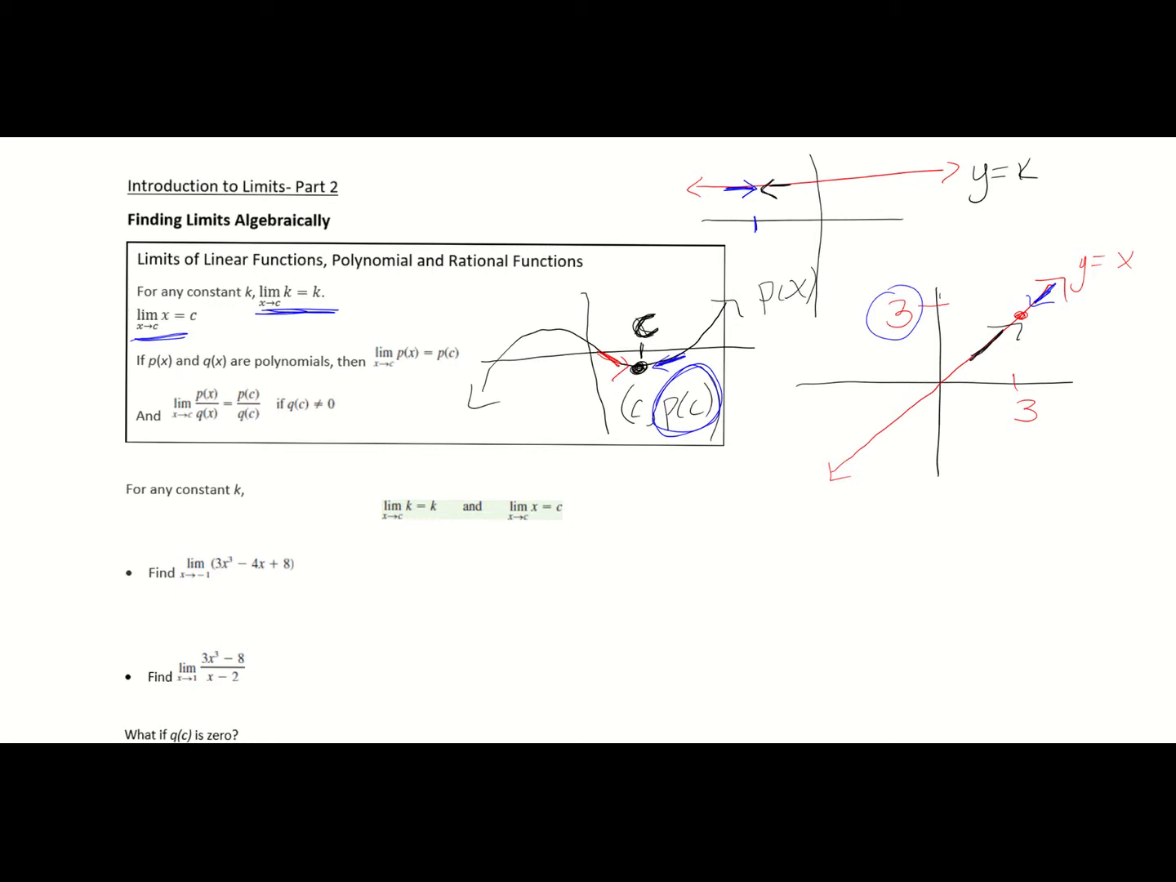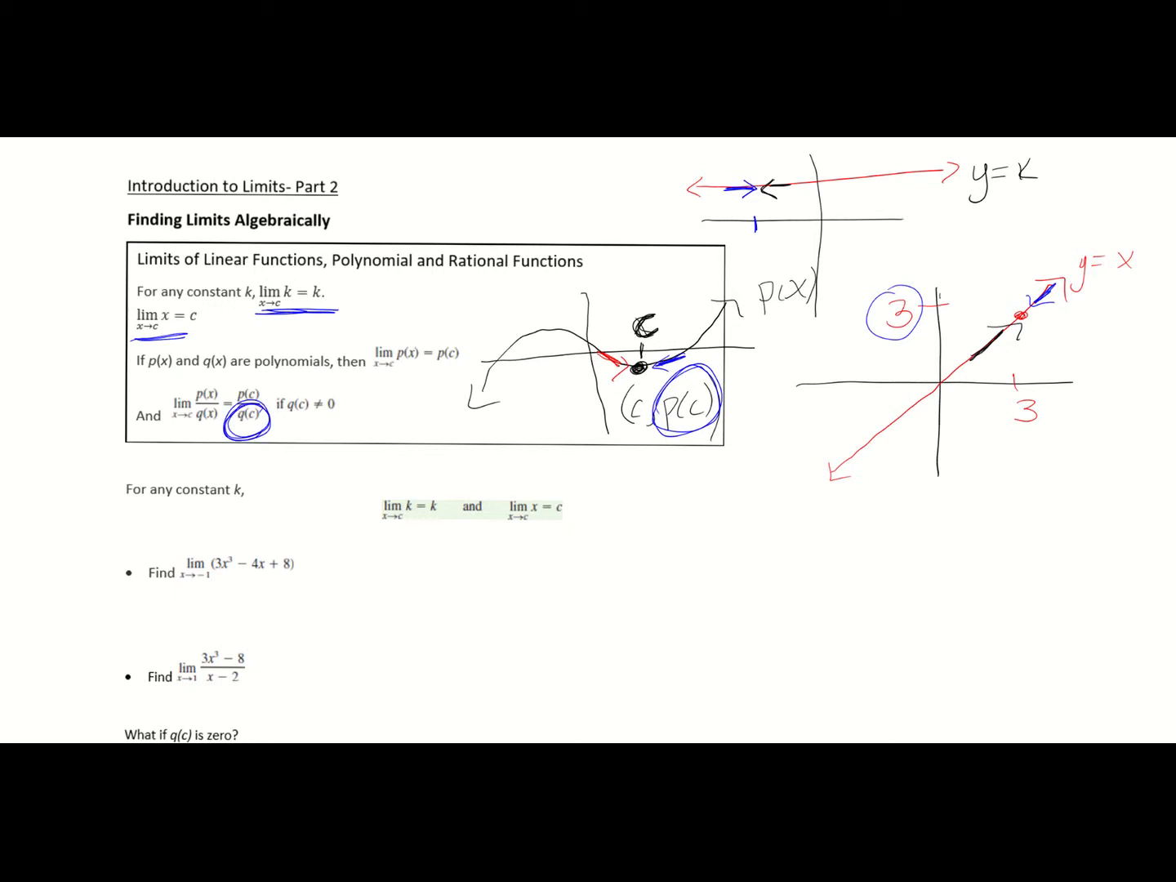Now this works the exact same for a rational function, and remember that a rational function is defined as a polynomial divided by another polynomial, and you can also do this as long as when you plug in the c, it doesn't make the bottom 0.